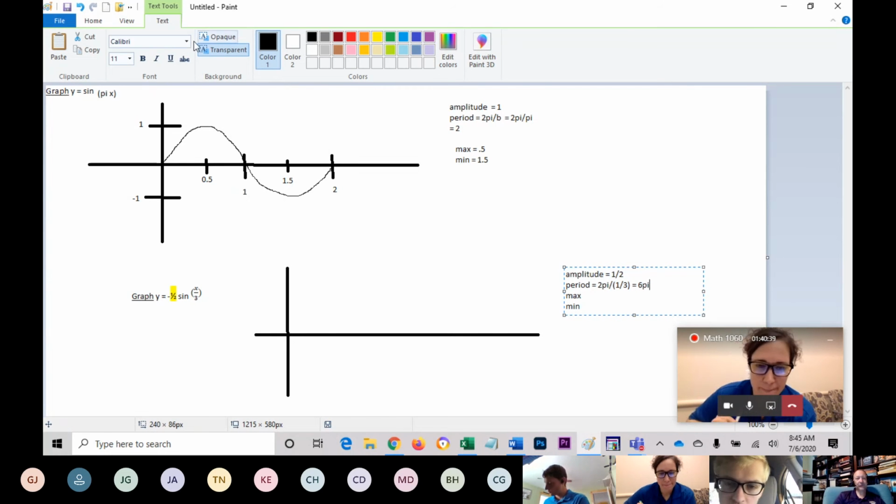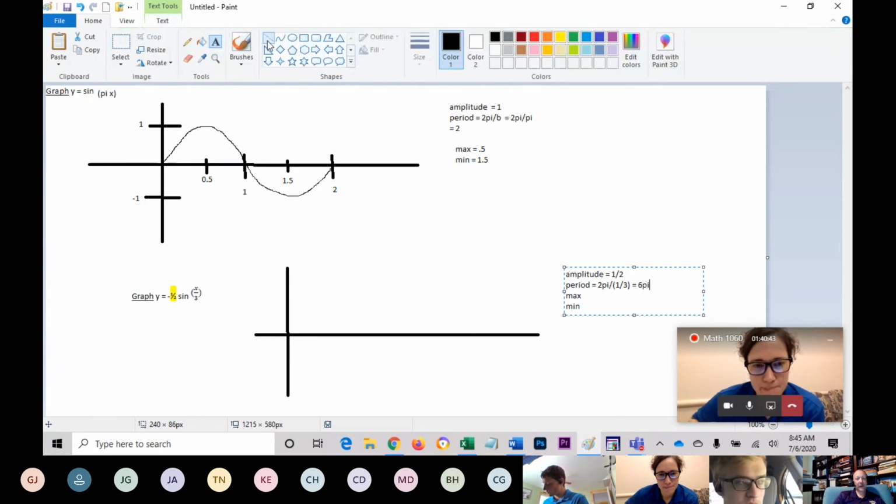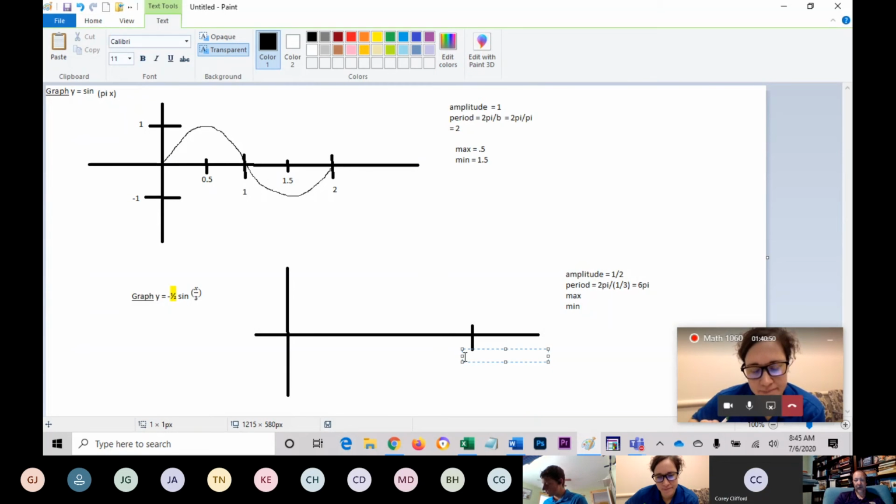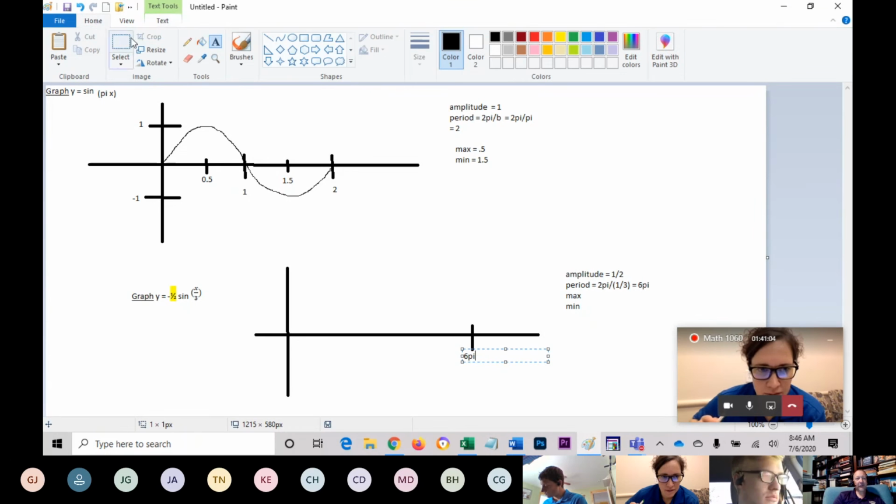But for now, I need to draw my graph here. So we know that the period is now 6 pi, right? So this one's going to be a lot, my scale is not going to be the same, but it's going to be a lot wider than the previous one that we just drew, right? Okay, so if we're drawing this again, what's half of 6 pi? 3 pi. Okay, so half of 6 pi is 3 pi.